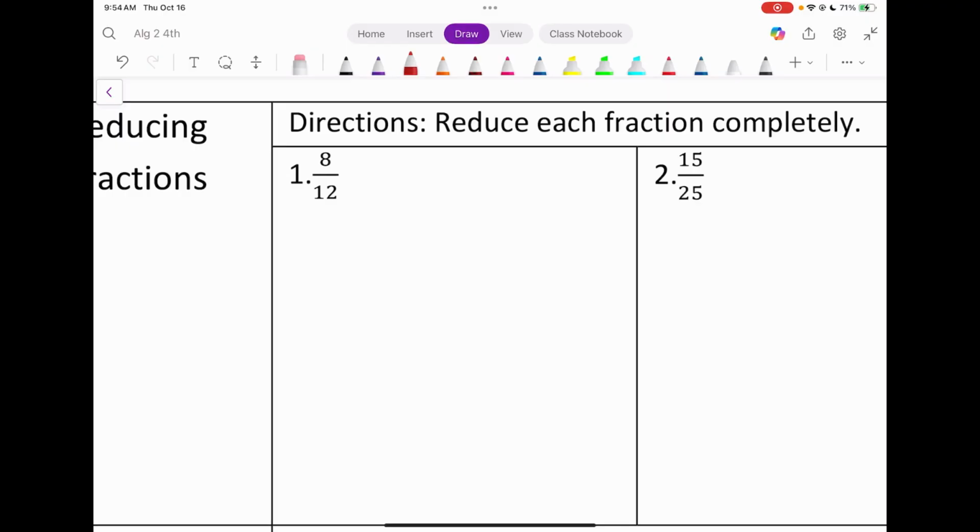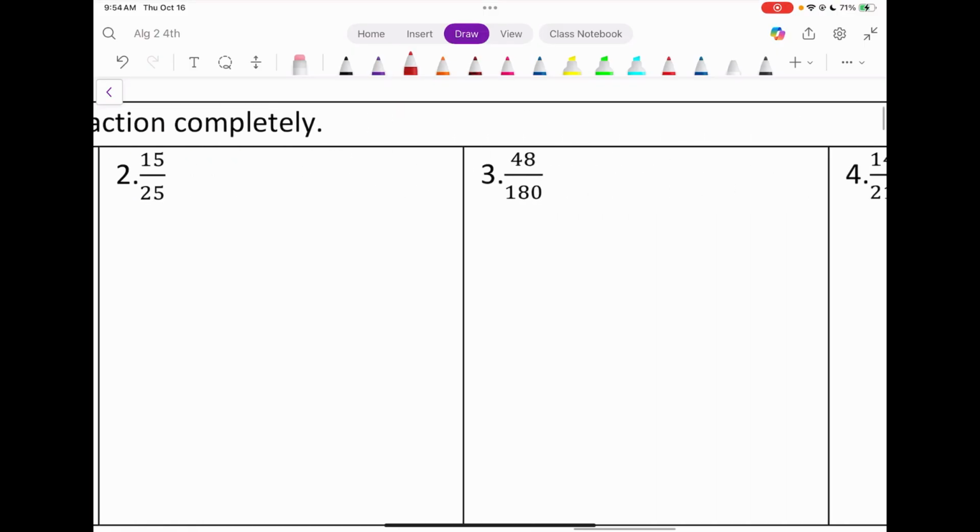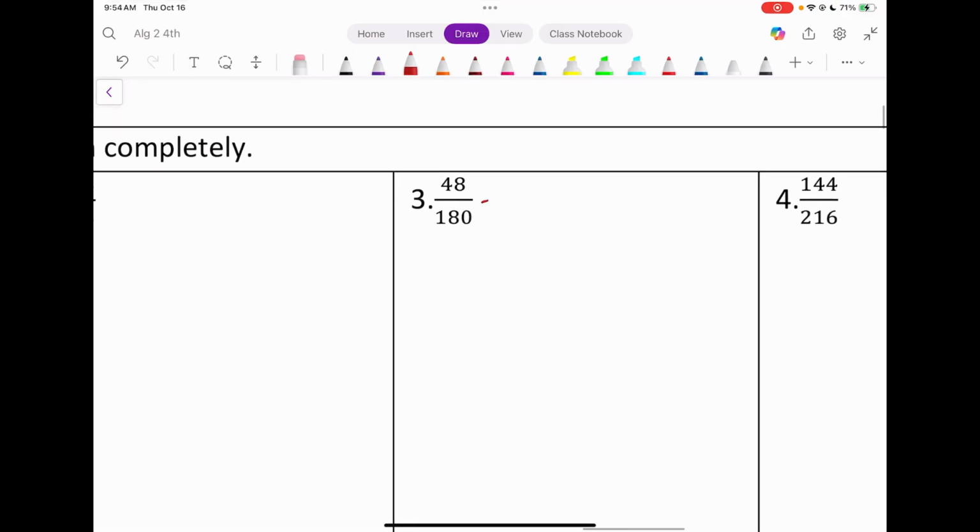To reduce a fraction, we simply find a number that will divide into both the numerator and denominator. And here with the 8 and the 12, we see that both are divisible by 4. So we simply divide the top by 4, we divide the bottom by 4, and we're finished. Now you can reduce it in steps, such as this one here.